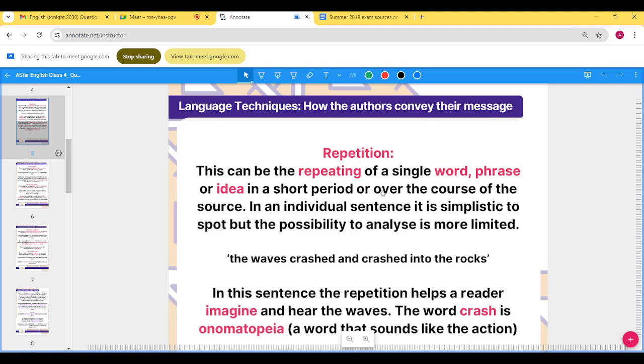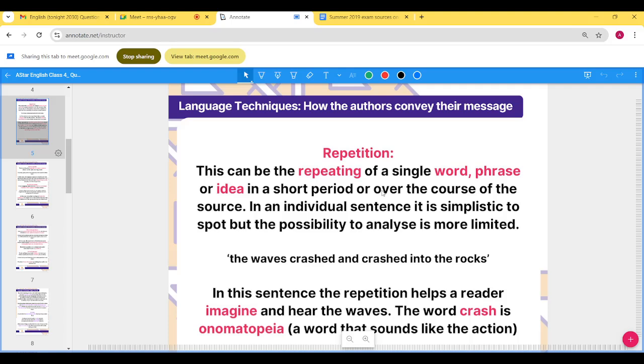Well, a much easier technique to spot is repetition. And it's easier to remember the term as well, because what is repetition? It's repeating. It could be repeating a single word in a short period of time. So we've got the example here: the waves crashed and crashed into the rocks. And here it's actually onomatopoeia. Onomatopoeia is a word that sounds like an action. It's a very hard word to spell, but you can imagine crash, crash. It's helping the reader almost have a sensory reaction, helping them hear the story, and the repetition shows an action going on and on again.